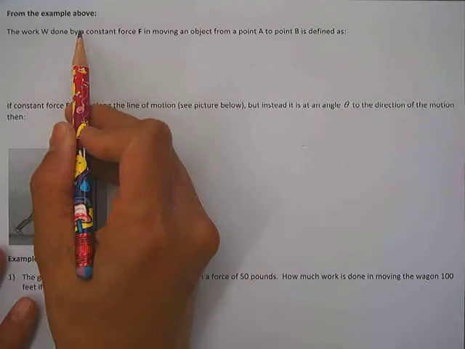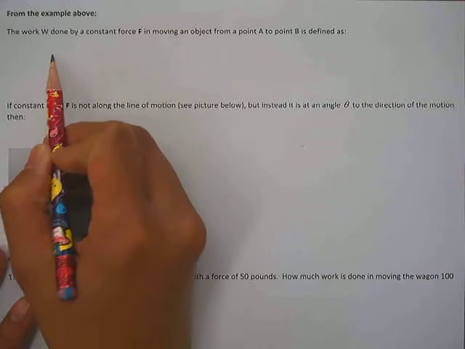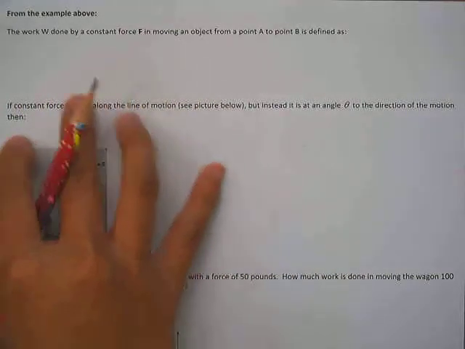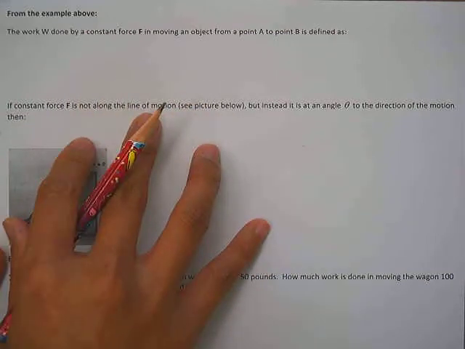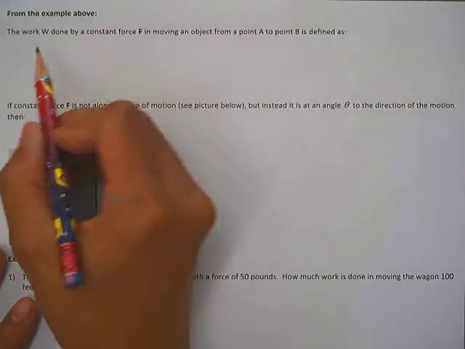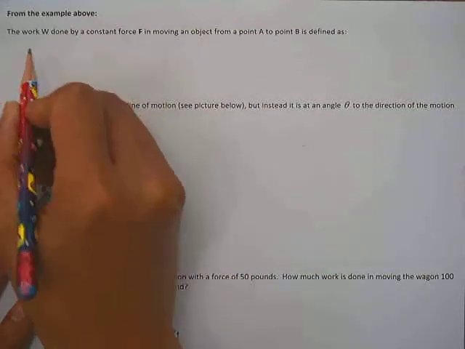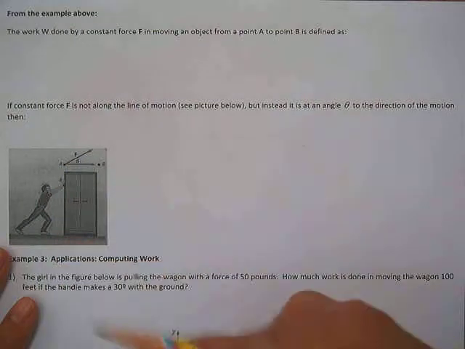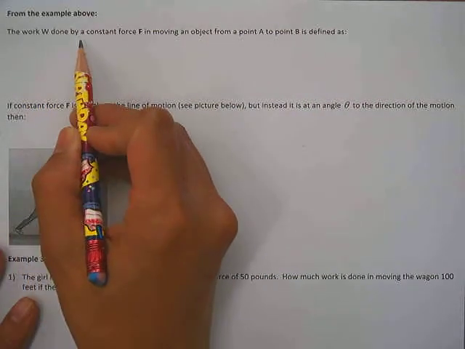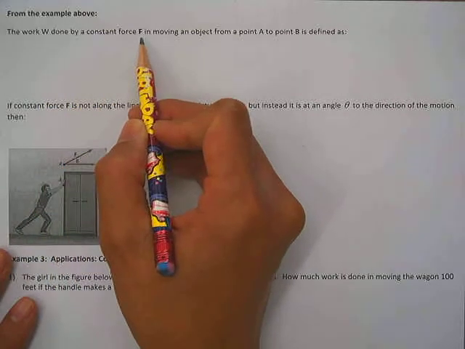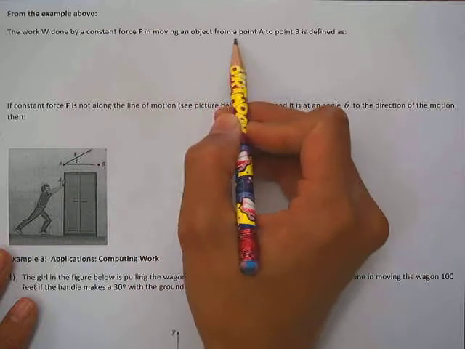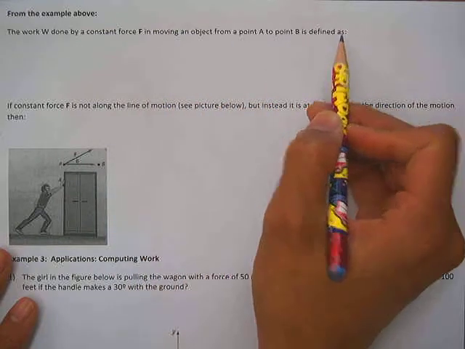So from the example the day before with finding the force, remember the day before we were working on an example of finding the magnitude of the force that's going to keep my kids from rolling down the hill. So from that example, we're going to add on to it. The work W, done by a constant force, which is represented by F, in moving an object from point A to point B is defined as, okay?